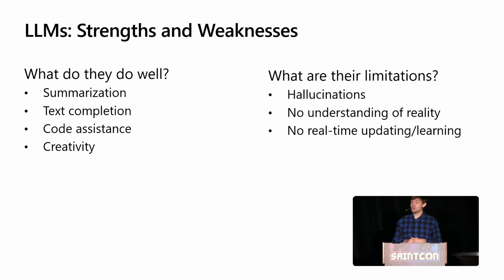Another weakness is that there's no real-time learning or updating. So for a long time, ChatGPT, for example, had a knowledge date of September 2021. If you asked it anything that happened after that, it wouldn't know. Recently, they've actually updated that, so it also ingests data. It can do internet searches to kind of make up for that gap past 2021. But by default, these models can't update in real time.